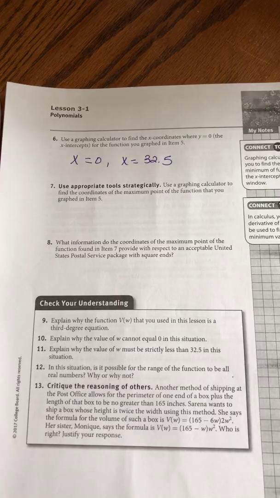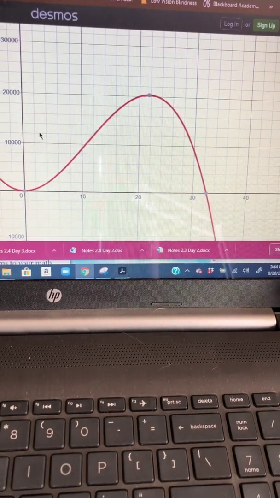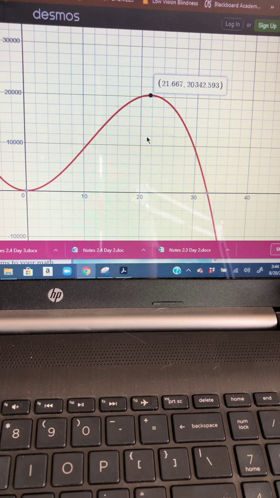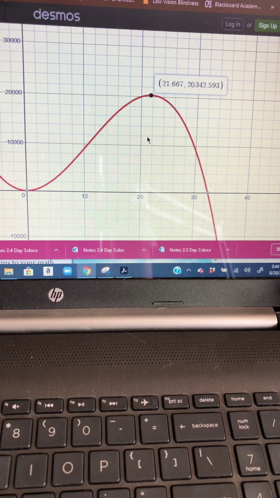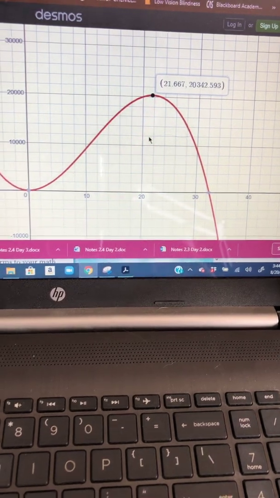Okay, so I'm going to switch the camera back over here. We need to find the maximum point. The maximum point is the highest point this little curve is going to reach, and that's it right there. So the highest it's going to reach is that exact point. So go ahead and write that down for number 7. I'll make sure not to move it from this screen so you guys can write it down.